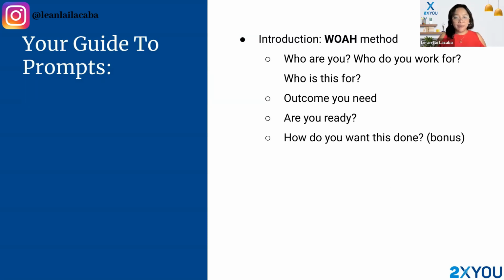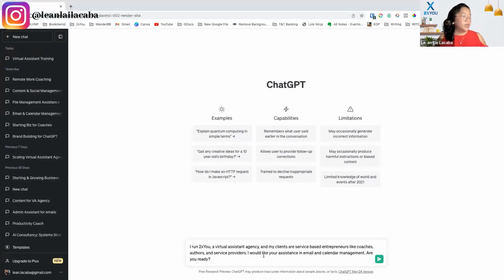So as an example, I run 2XU, a virtual assistant agency. So who am I and what do I do? My clients are service-based entrepreneurs like coaches, authors, and service providers. So who do I work for? For here, I used, because that's going to be our next topic, how to do email and calendar management. I would like your assistance in email and calendar management.